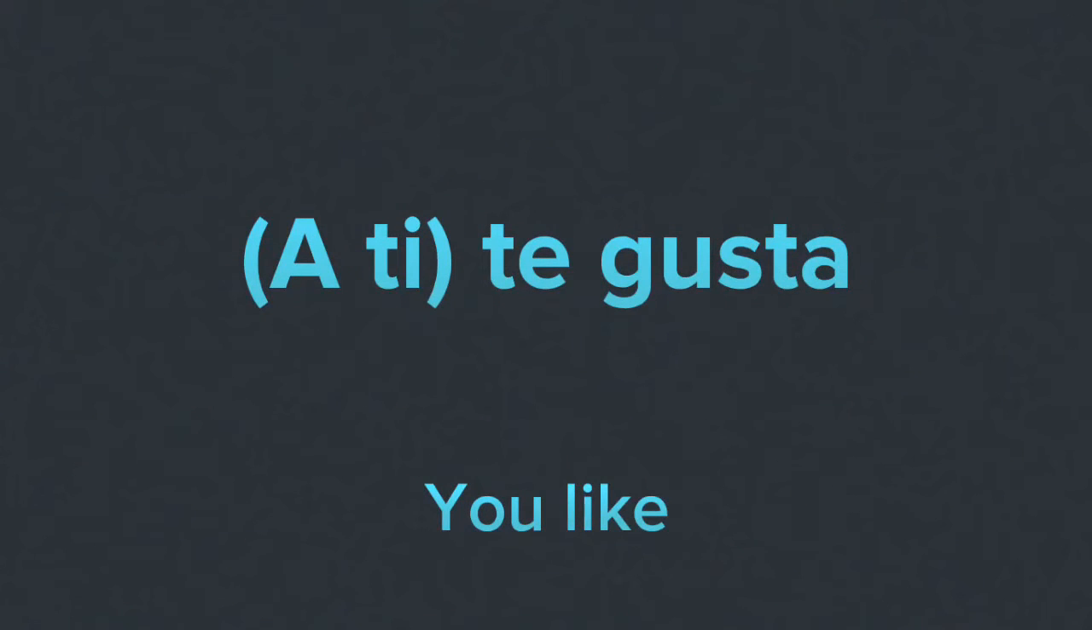Second person is when we are directly talking to the person. So we would say a ti te gusta. A ti is the referent, te is the pronoun, and gusta is the verb. It means you like. We can also say te gusta without the referent. That's why it's in parentheses.